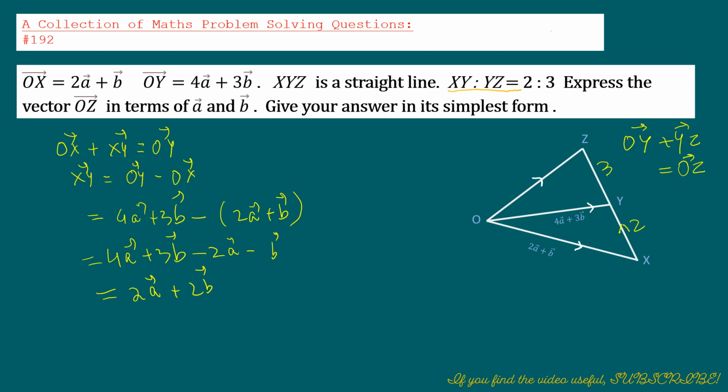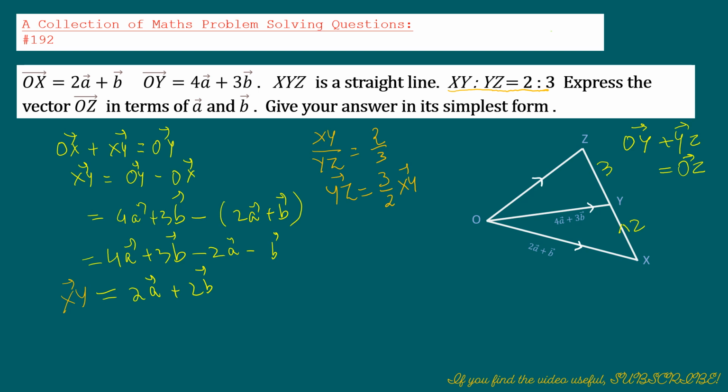XY ratio to YZ. So we can write XY divided by YZ equals 2 out of 3. So here we got XY. So we have to find YZ. So YZ would be 3 out of 2 XY. So YZ would be 3 out of 2 XY.